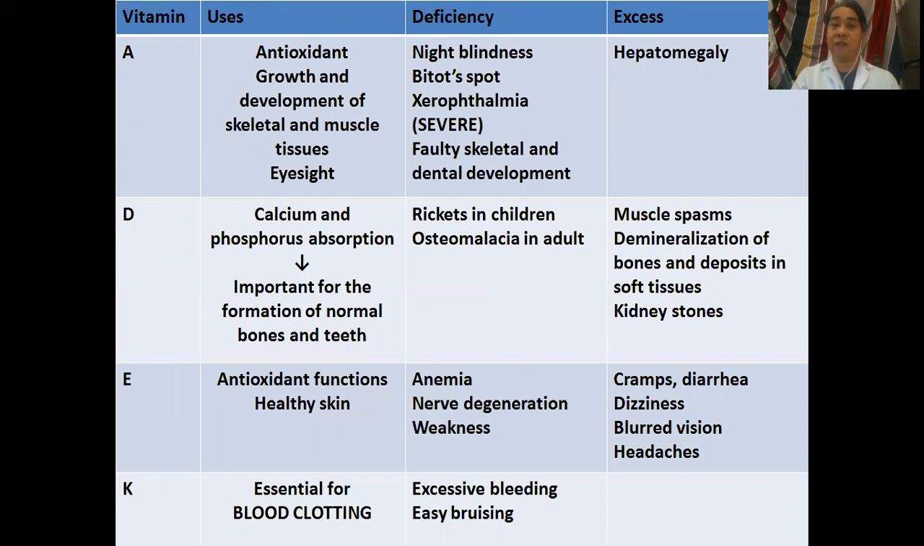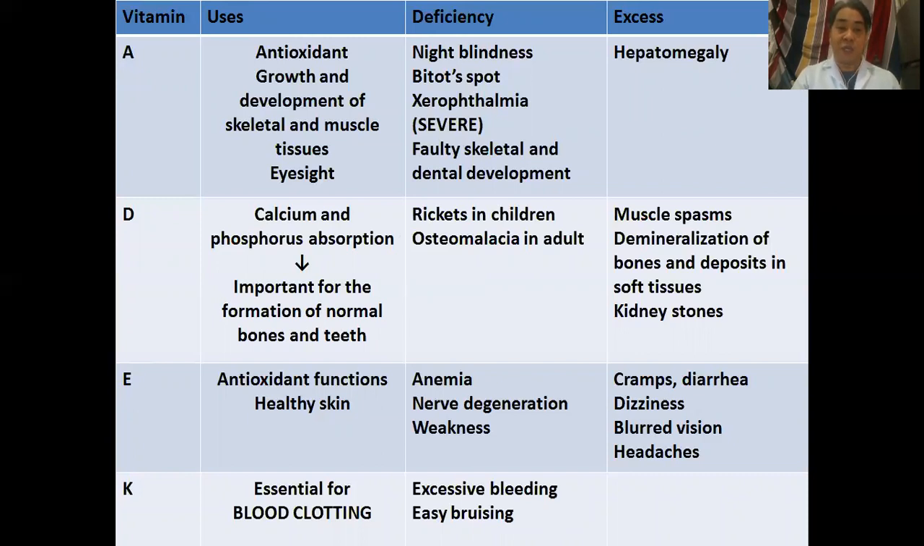Deficiency is blindness or xerophthalmia. Some excess goes to your liver that results in hepatomegaly. Vitamin D, calciferol, for calcium and phosphorus absorption. Rickets for children and osteomalacia for adults are the deficiencies. For excess, muscle spasm and kidney stones.